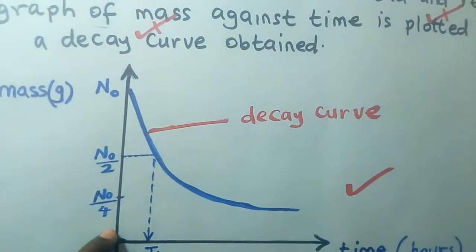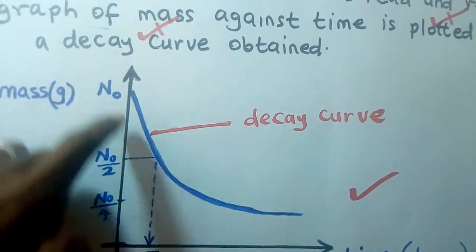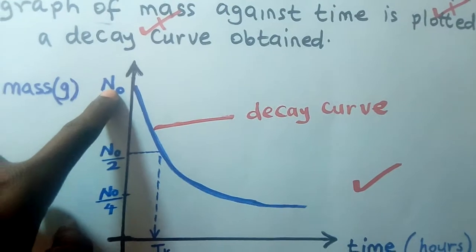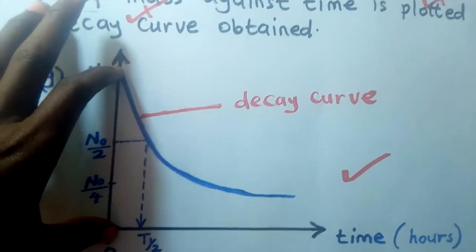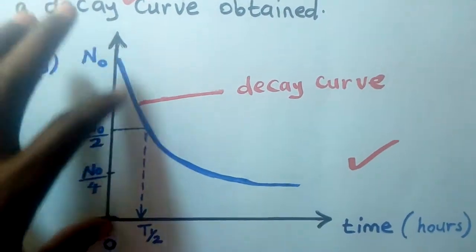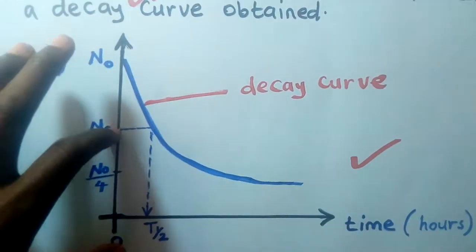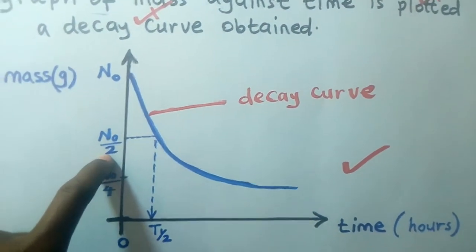From here up to here, where is the half? If I divide this by 2, it is around here. So if the original mass is N0, I now divide it by 2. You see? Getting a half means you divide by 2. So you get the original N0 divided by 2. So a half of this space is around here. So this is the original number divided by 2.